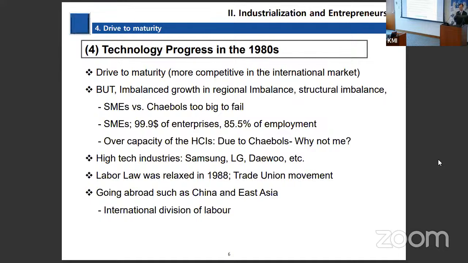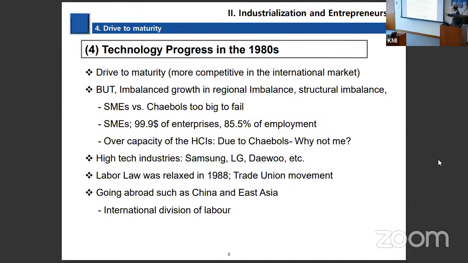Of course, there are some debates about imbalanced growth, because we are a small country but separated into regions: Gyeongsang region, Jeolla region, and the Midlands. And one region was always saying that they were not well developed. We had regional imbalance problems and structural imbalance problems, because we were focusing on large conglomerates like the chaebol, and the small and medium enterprises were not fairly treated by the government.